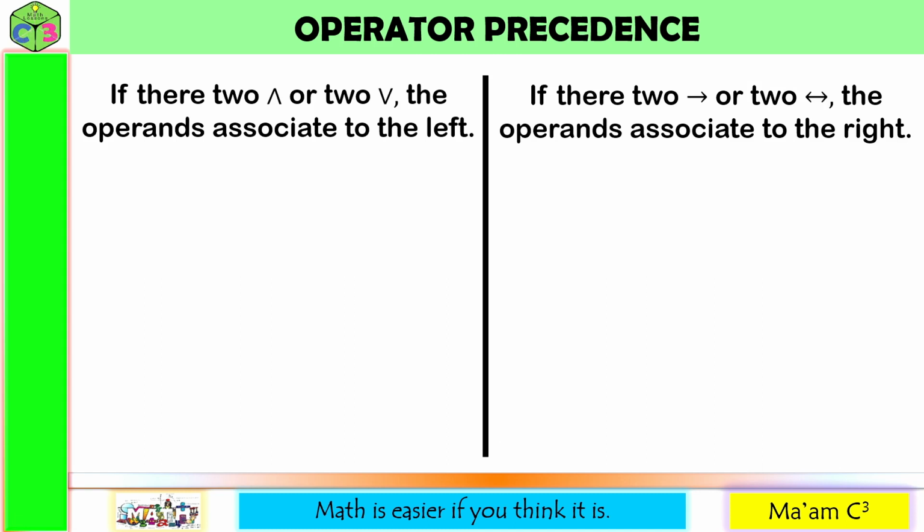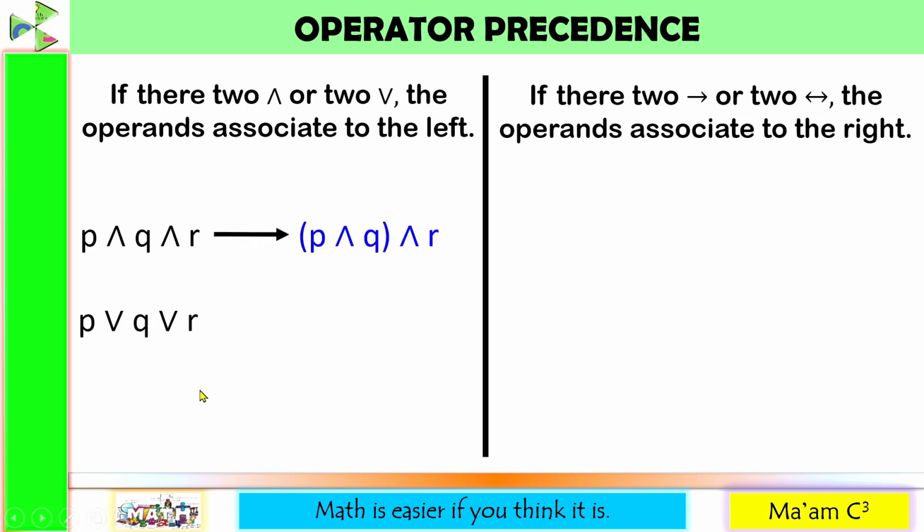Some more rules. If there are two conjunctions or two disjunctions, the operands associate to the left. Let's have an example. So if this is the case that we have here two conjunctions, then the operands associate to the left. Let's have another one. We have here two disjunctions. Again, operands associate to the left.